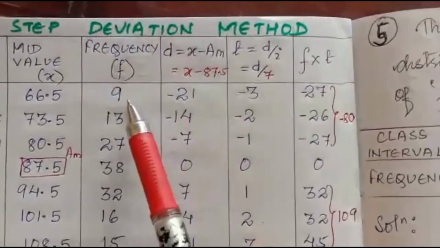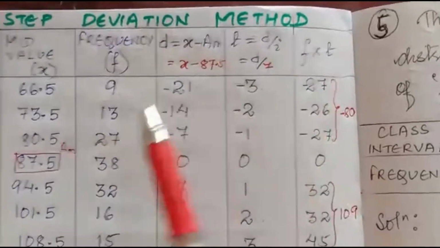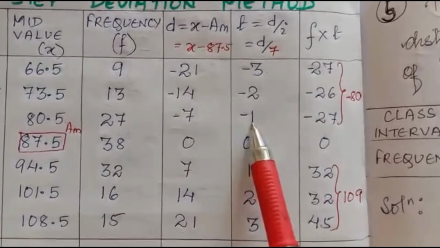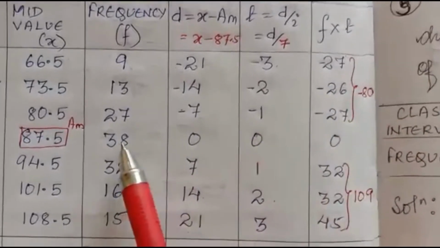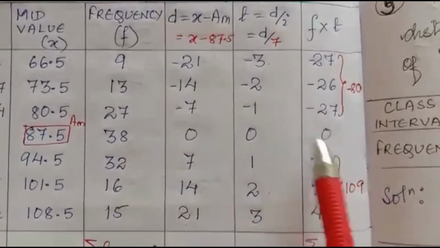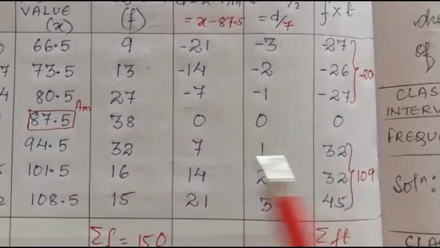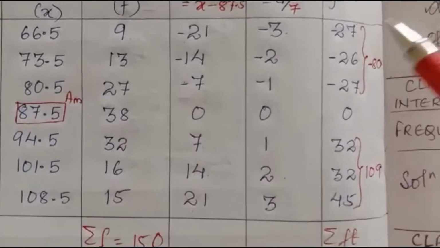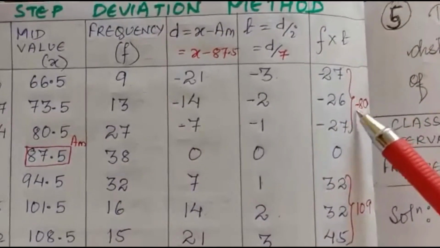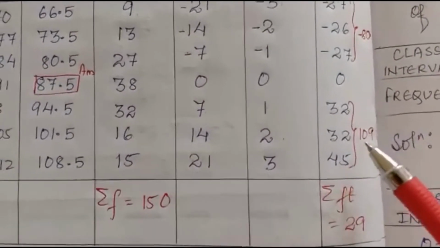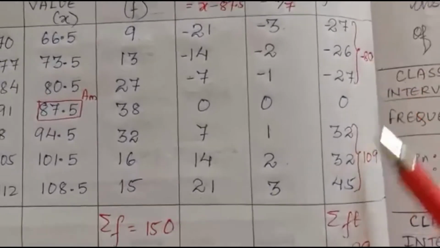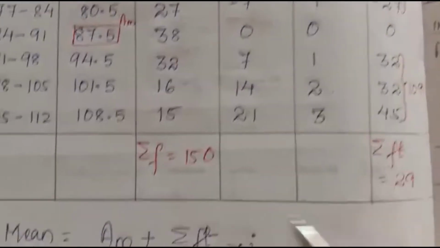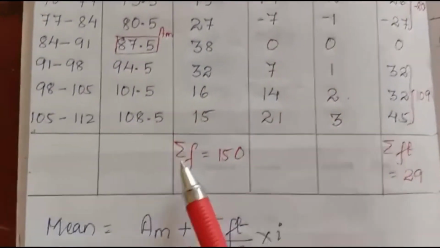So f into t: 9 into minus 3, minus 27; 13 into minus 2, minus 26; 27 into minus 1, minus 27; 38 into 0, 0; 32 into 1, 32; 16 into 2, 32; 15 into 3, 45. Add these negative numbers, which is minus 80, and positive 109. On subtraction you will get 29, which is positive because the greater number is positive. So summation f you will get 150.